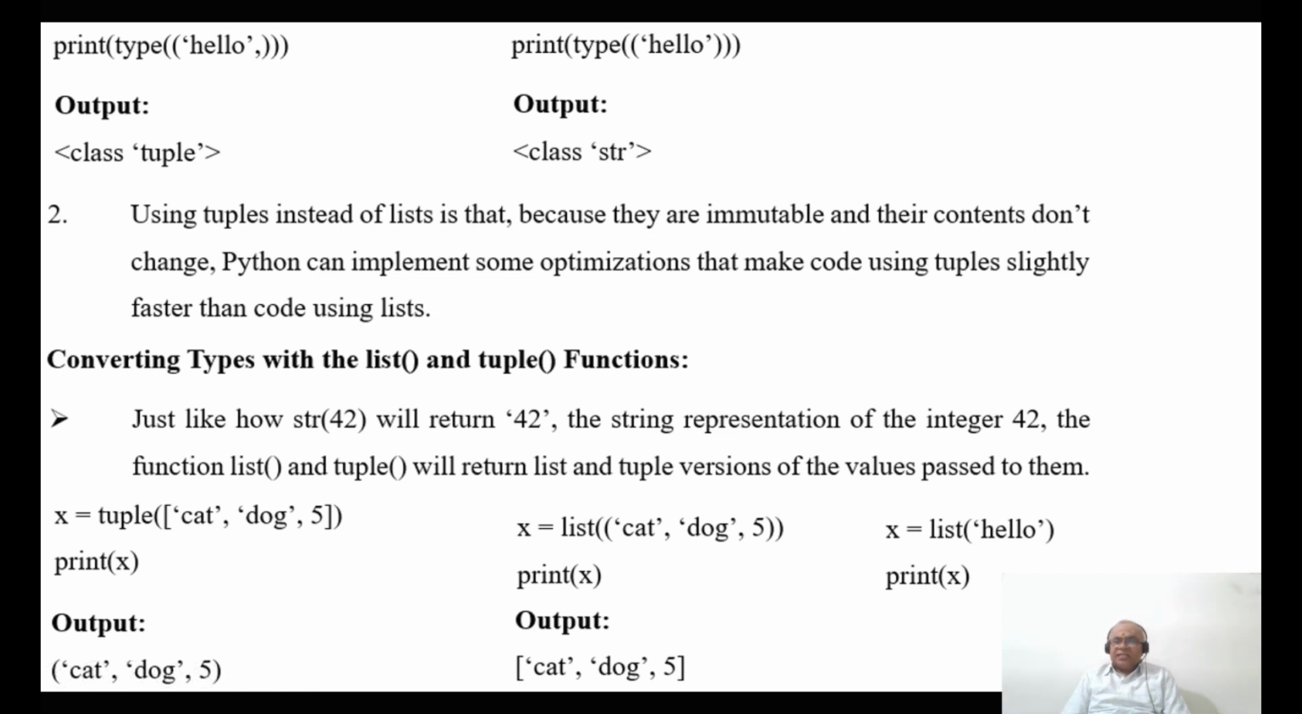Suppose I say x is equal to list of hello, print x. What it does is slice that and give the individual characters. The output will be within the square bracket. We are getting the square bracket because you are using the list function. The square brackets indicate that it is a list. So capital H-E-L-L-O are all split into separate indexes and then it gives the list value. That is basically because it can be mutable.